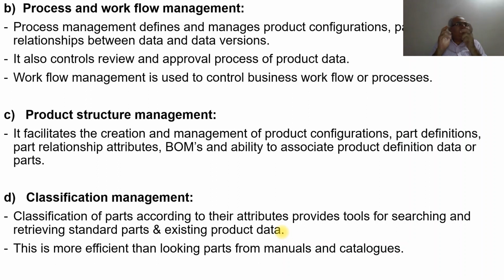In such cases, they need to define part attributes so that they can use them for searching those particular attributes, so that you can retrieve the data very easily. This is more efficient than looking up parts from manuals and catalogs. Because if we have 1,000 parts, going through manuals and catalogs becomes very difficult and more time consuming. That is the reason why they go for part attributes, so that they are able to retrieve the standard parts and use them for further requirements.